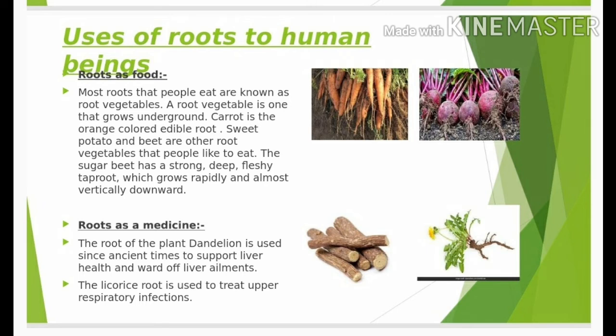Sweet potatoes and beets are other root vegetables that people like to eat. A radish can be white, red, purple or black in color and is long, cylindrical or round in shape. They are eaten raw, cooked or pickled. The oil obtained from the seeds of radish is used in cooking. The sugar beet has a strong, deep, fleshy taproot which grows rapidly and almost vertically downwards.